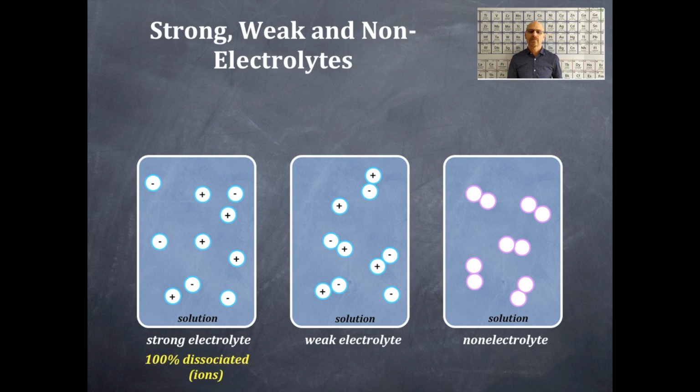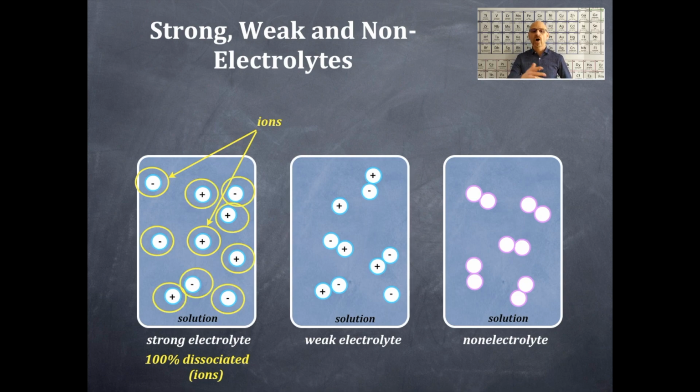Okay, so on the far left with the strong electrolyte, these are 100% dissociated or 100% ionized. That means that we have ions in solution. Okay, and you'll notice I've pointed out 2 different ions, one that's negative, one that's positive, but they are all ions in solution.